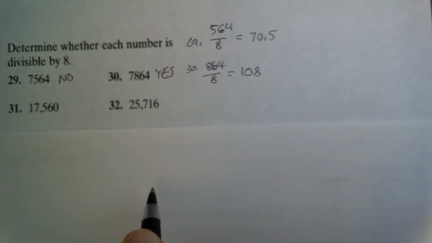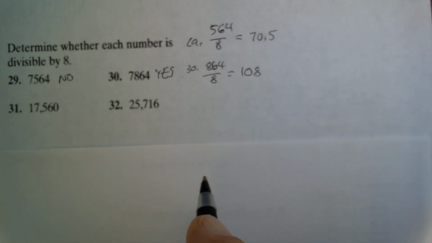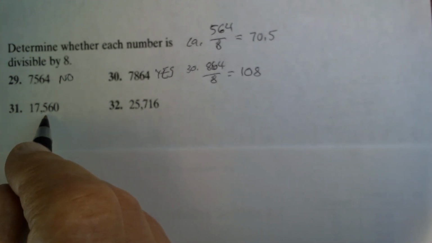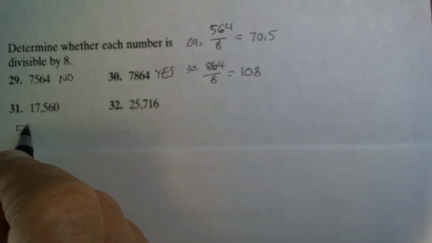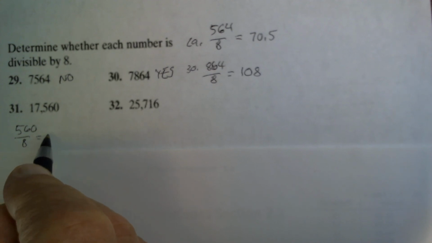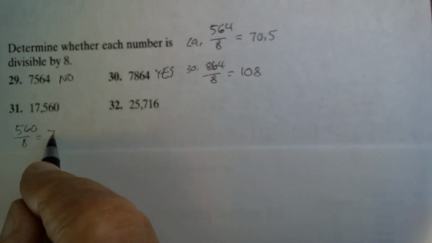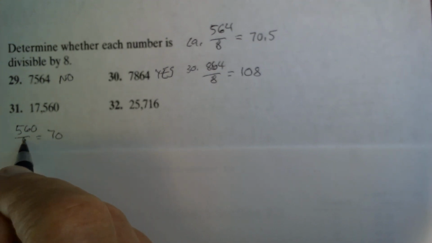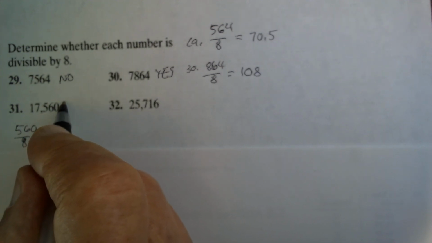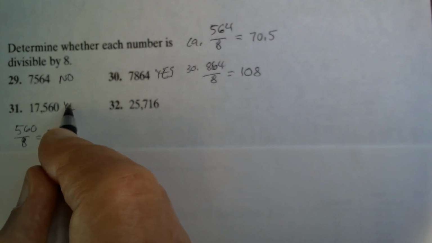And for number 31, the last three digits are 560. And 560 divided by 8 is equal to 70. So in other words, the last three digits are divisible by 8. So therefore 17,560 is divisible by 8.